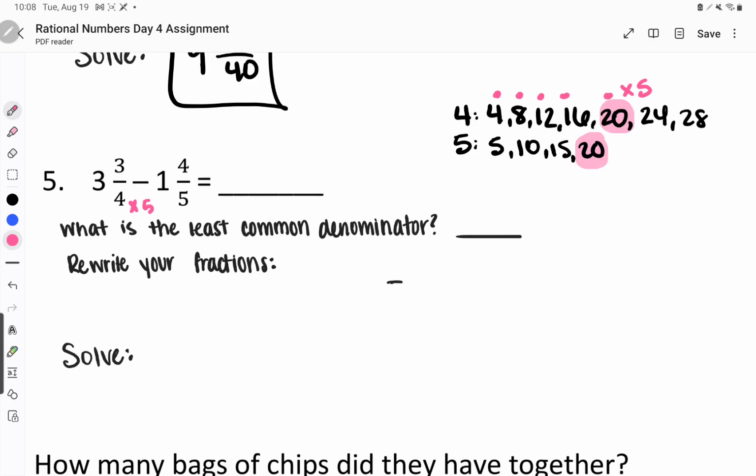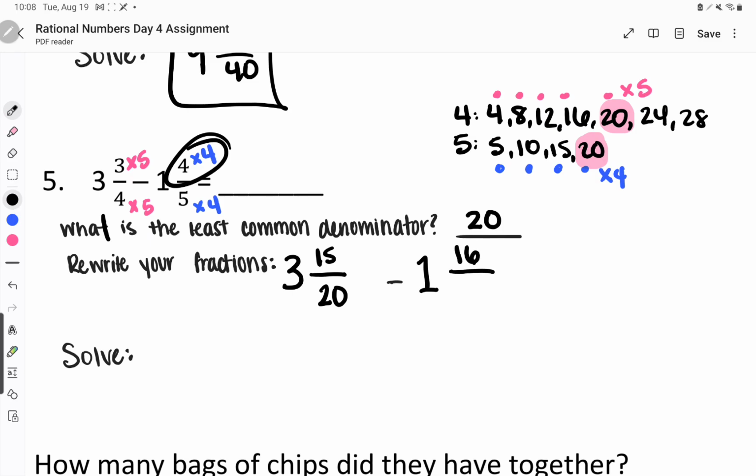So I'll multiply this 4 right here times 5, and if I multiply that 4 by 5, what else do I have to multiply by 5? This 3 right here. Then, what would I multiply the 5 by? 1, 2, 3, 4. So I would multiply this 5 right here by 4, and what else would I multiply by 4? My 4 on top. So my least common denominator is 20, and we'll rewrite this as 3, and then I have 3 times 5, which gives me 15, over 4 times 5, which gives me 20. Then I have still my 1, and then I have 4 times 4, which gives me 16, and then 5 times 4, which gives me 20.